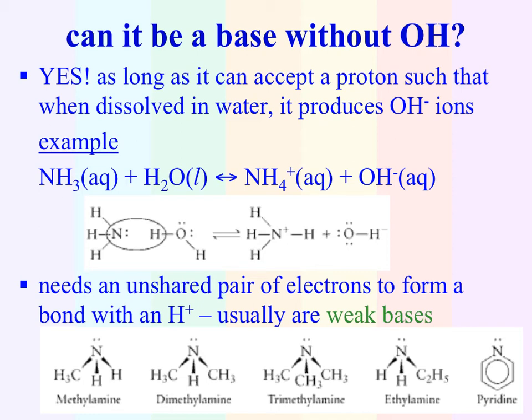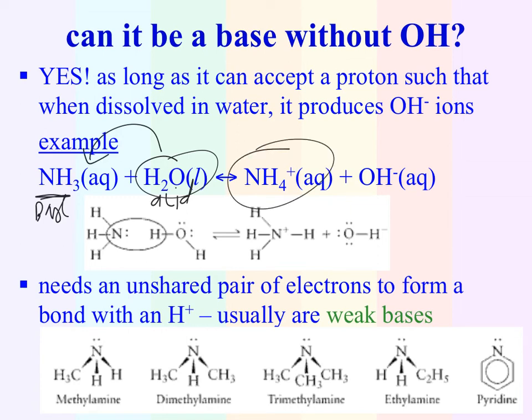So the example of NH3, as we've talked about, is a weak base. If we put that in water, it's going to accept the protons from H2O, because H2O is going to act as the acid. Our NH3 is going to act as the base. There's going to be a transfer here. You're going to produce the conjugate acid and the conjugate base, and in this case, the conjugate base is a hydroxide ion. In order to do this, though, you're going to need an unshared pair of electrons to form that bond with an H+. And in these situations, guys, you're usually going to have weak bases.